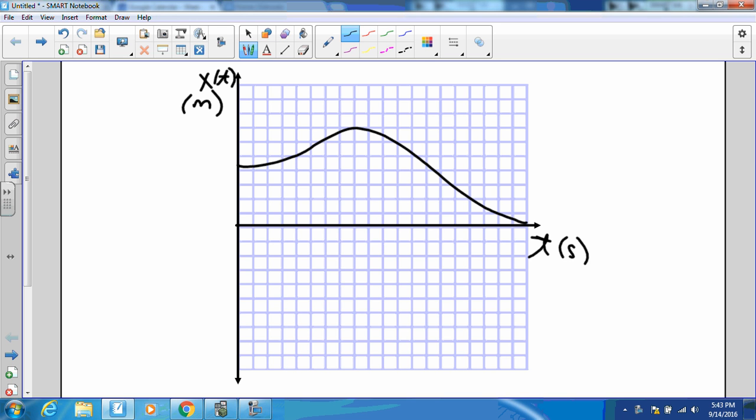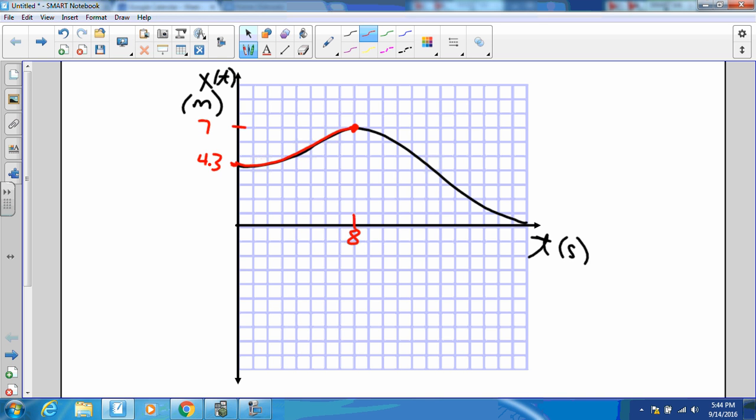What this position graph is telling me is that my object starts off when time is equal to 0 at about 1, 2, 3, 4, and a little, we'll call it 4.3 meters. And then the object increases in its position until it hits a maximum position right here at time t equals 1, 2, 3, 4, 5, 6, 7, 8 seconds. And the maximum position that it reaches is 5, 6, 7 meters. So here's the maximum position.